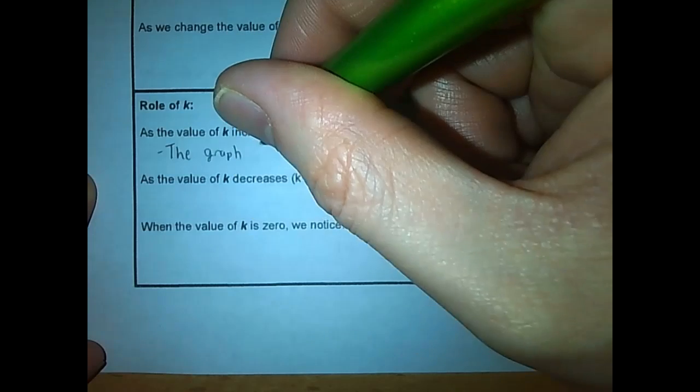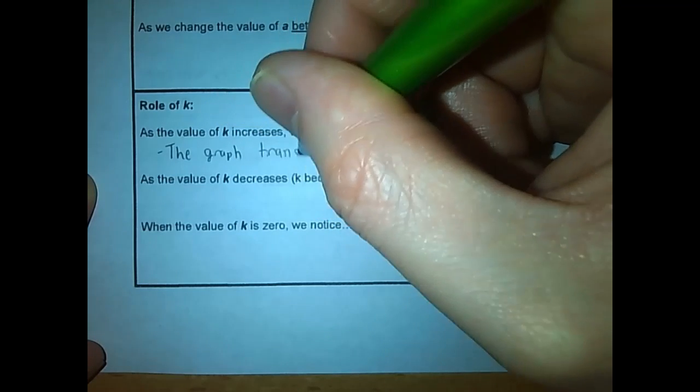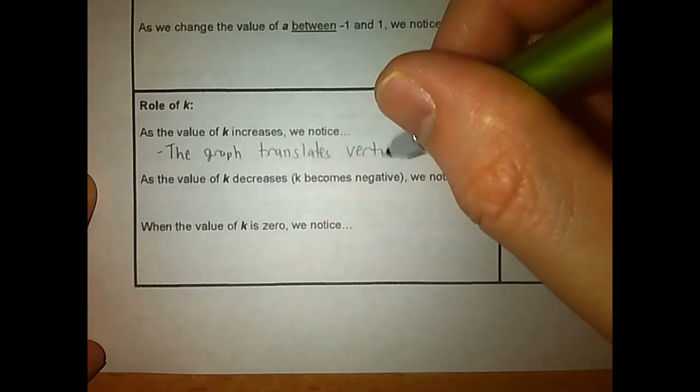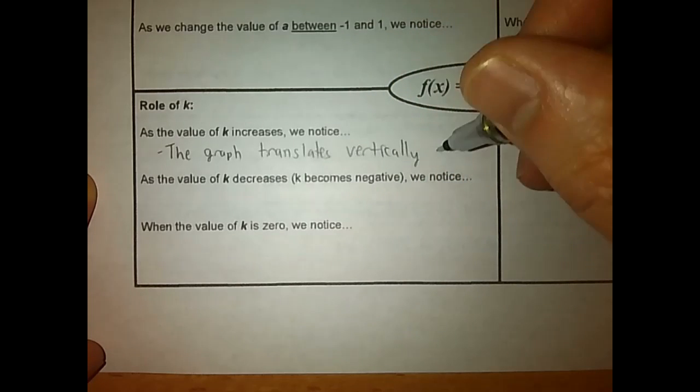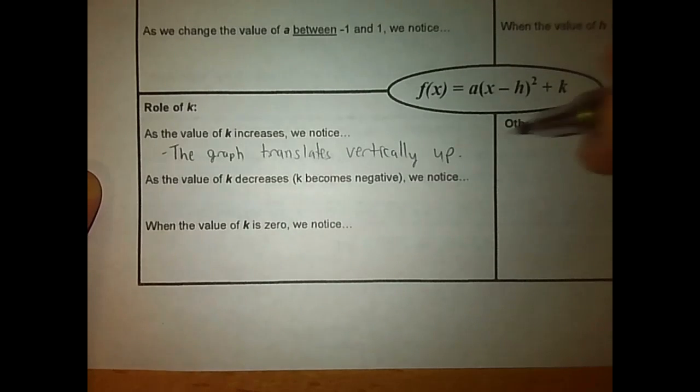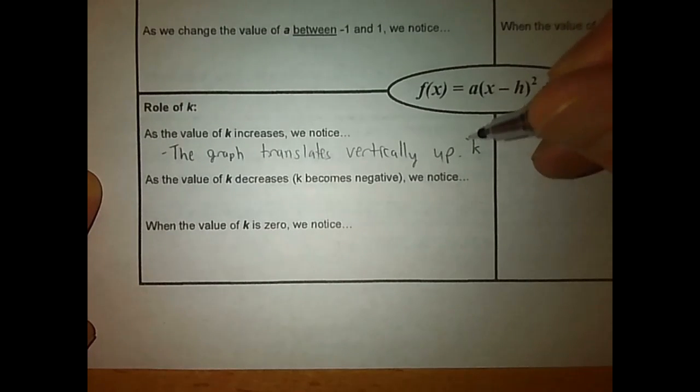As the value of k increases, we notice, I'm just going to tell you, the graph translates vertically up. And how much does it go up by? Well, it goes up by k units.